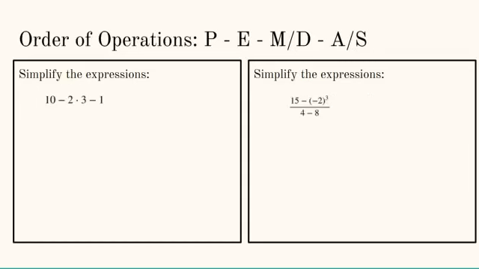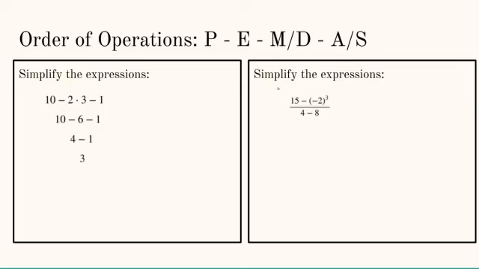Looking at this first expression, we have 10 minus 2 times 3 minus 1. I've written your order of operations up here at the top again. Parentheses, exponents, multiplication, division, addition, subtraction. I look at this one and I say I'm going to do this multiplication first. So that's going to be a 2 times 3 is a 6. Now I'm going to do this subtraction in order from left to right. I'm going to do 10 minus 6, and that's a 4. Minus 1 is 3.